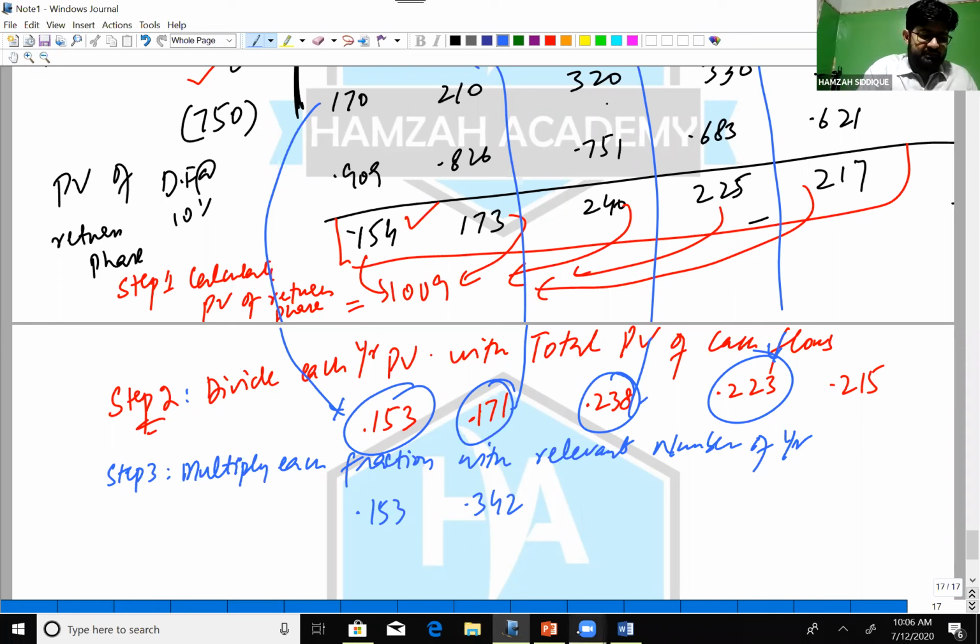0.238 multiplied by number of year 3. Just 238 cross 3, 0.714. So 0.223 cross 4, 0.892. And the last one, 0.215 cross 5. Number of year 5. 1.075.